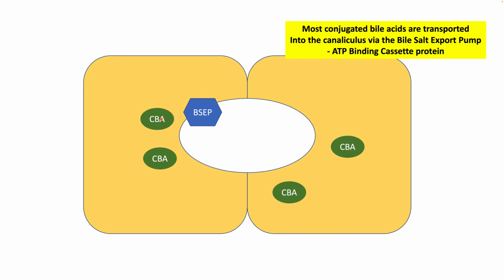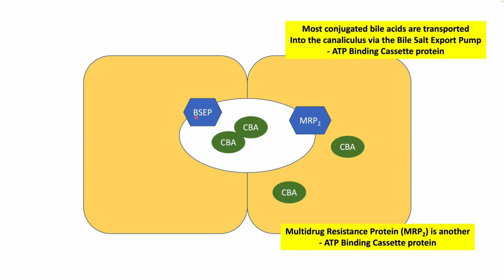Most of the conjugated bile acids are transported into the canaliculus via this thing called BSEP, bile salt export pump, and this is an ATP binding cassette protein. So it uses ATP to move conjugated bile acids against their concentration gradient into the canaliculus. Now this isn't the only mechanism. We also have a secondary mechanism here, which is via MRP2 or multidrug resistance protein. This too is an ATP binding cassette protein, and it too will move these conjugated bile acids against their concentration gradient into the canaliculus.